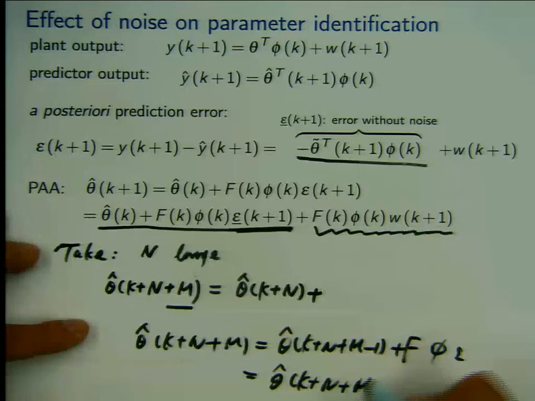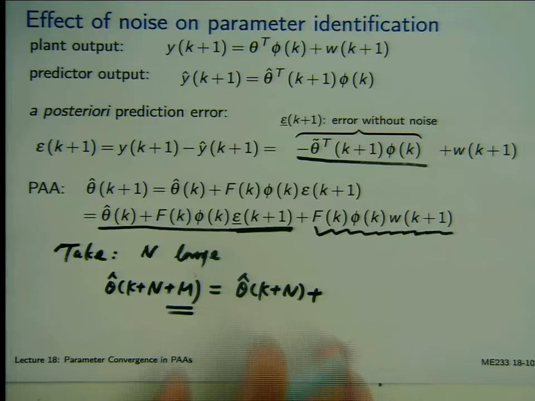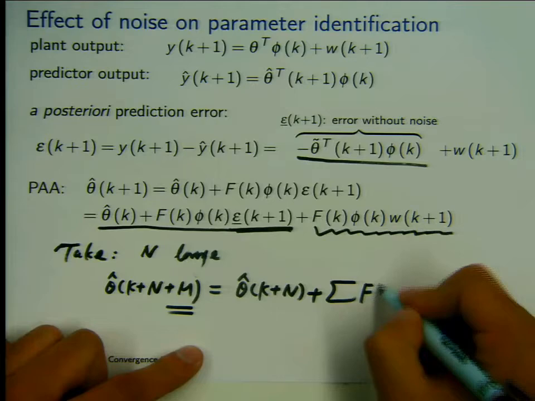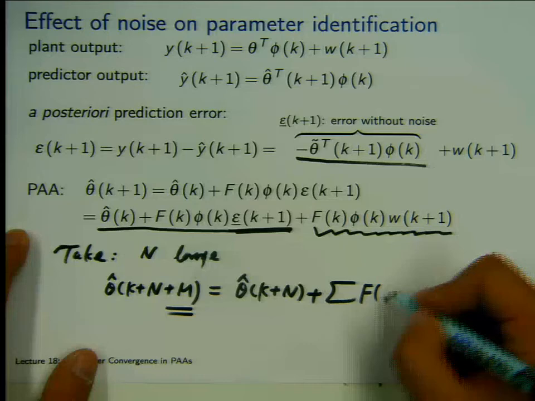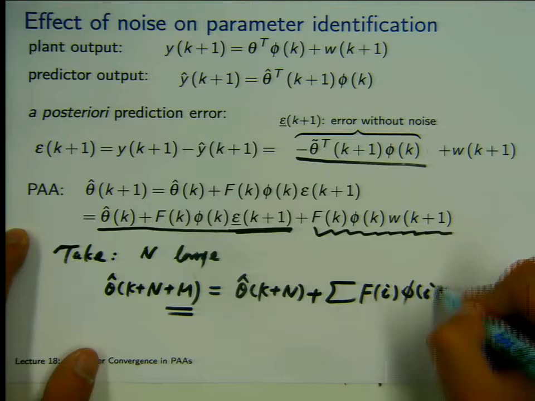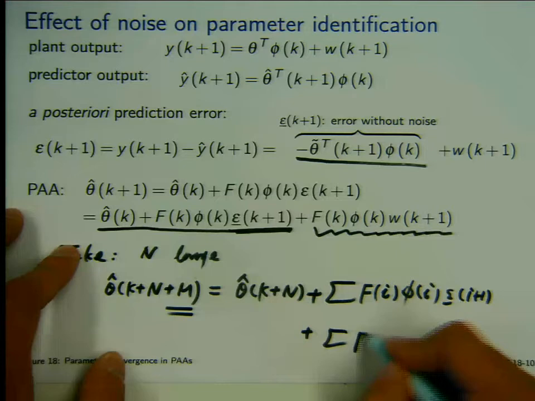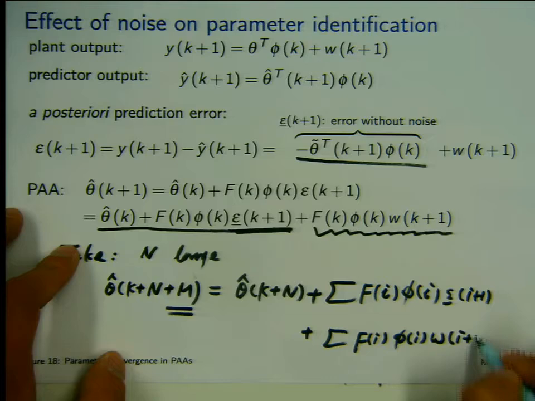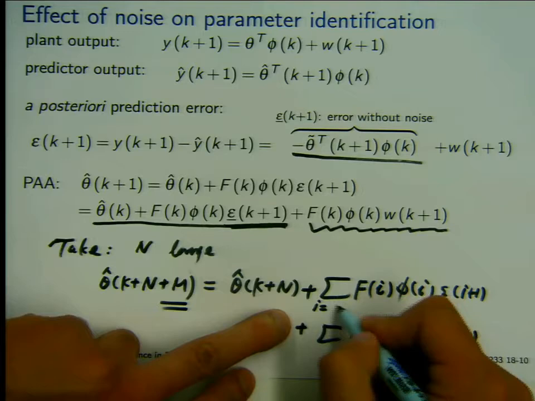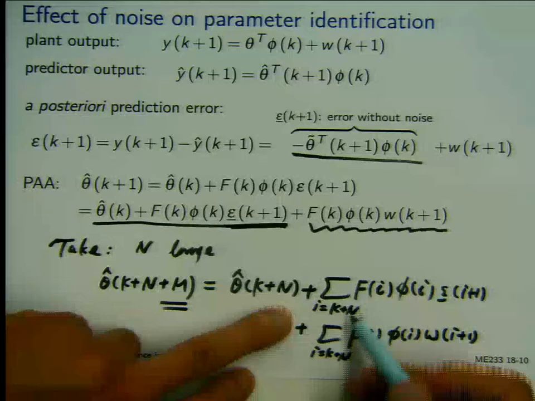So you see, in the end, it's going to be some summation function of F. I have to be very careful about the index here. I'm going to use I. F I phi I epsilon underbar I plus 1. This is the information for this part. And then the information of the noise, F I phi I w I plus 1. The index is going to be I equal to k plus n. What's the final index here?